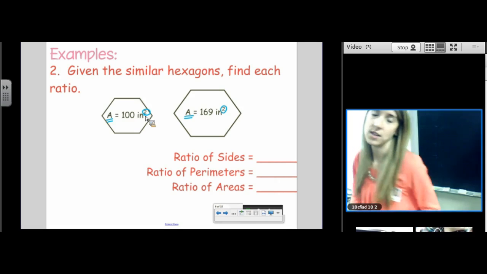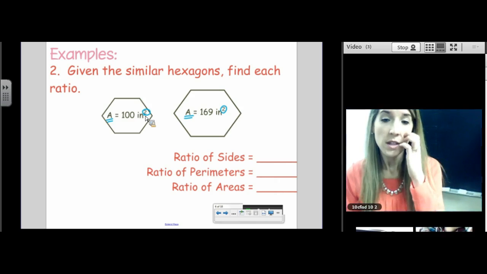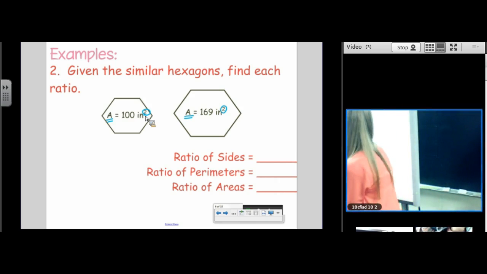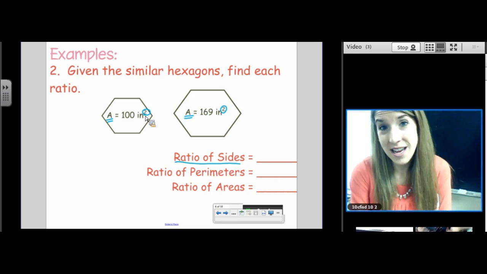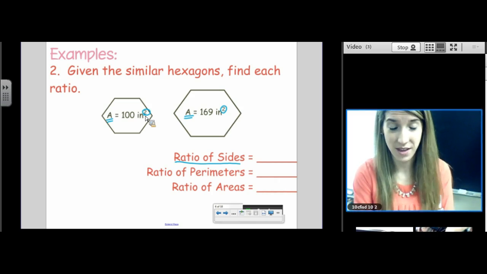We were given areas. Those are two-dimensional. So if I want to know the ratio of the sides, how do I undo 2D? What's the opposite of squaring something?